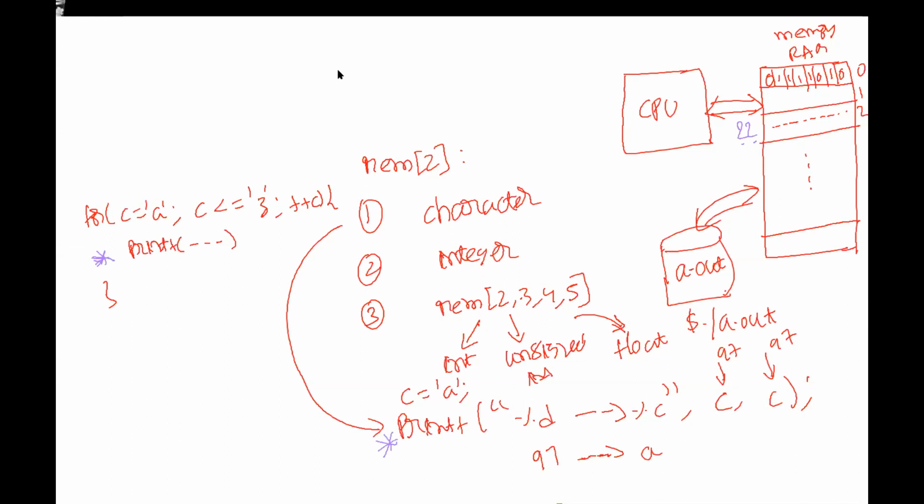So here what is happening is the ASCII value in this for loop, the ASCII value associated with A, which is 97, is assigned to C. In the memory location associated with C, the equivalent 8-bit binary number will be written, and you print it using this printf statement, and then at the end of the for loop you increment C plus plus.